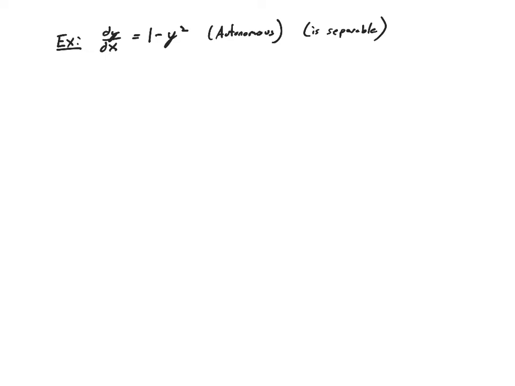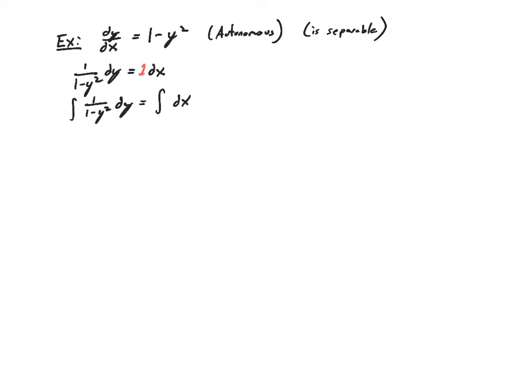Just like before, I'm going to put all the y's on the left-hand side and all the x's on the right-hand side. So on the left-hand side, I'm going to have 1 over 1 minus y squared dy is equal to just dx, right? And sometimes some students like to put in a little placeholder here to remind them it's just 1 dx. Now I want to integrate both sides. The integral of 1 over 1 minus y squared dy is equal to the integral of dx.